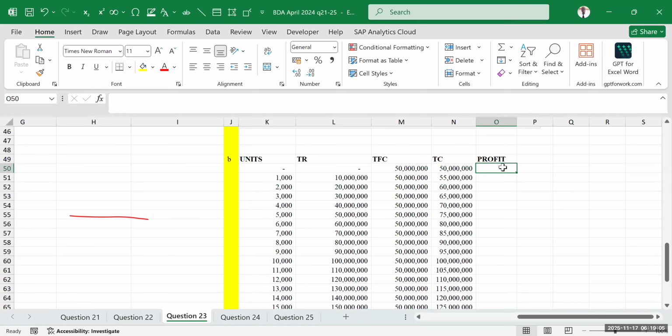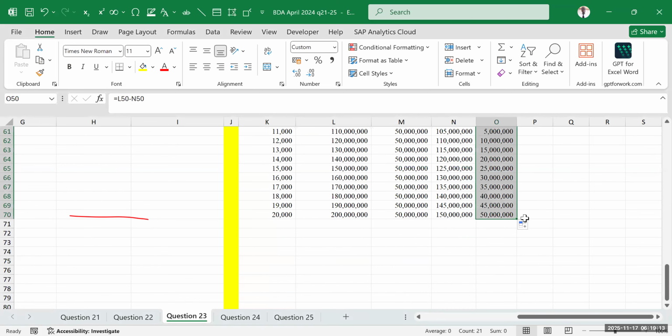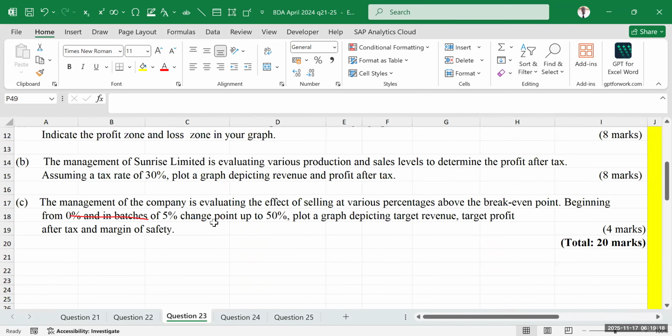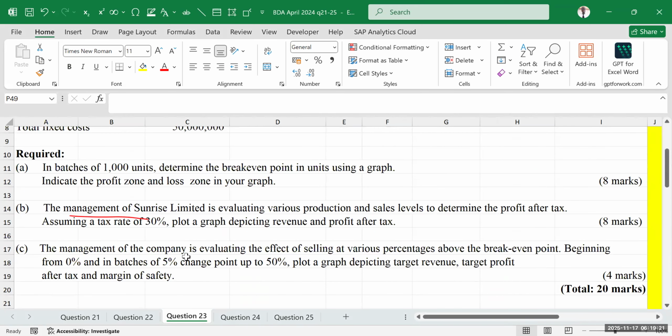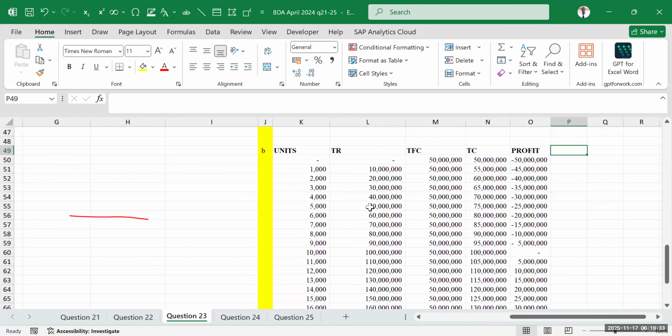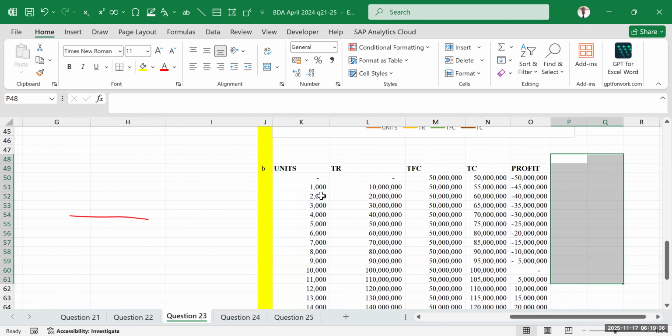Okay, now we have the profit, and we know profit is the difference between revenue and cost. I just autofill, I double tap, and it goes to the end. Now, members, we've been told in part B to determine profit after tax, and the tax rate has been given. Then we plot a graph to show the revenue and profit after tax. Revenue we already have, you see the revenue here. All we need is profit after tax, then we plot a graph showing the two.